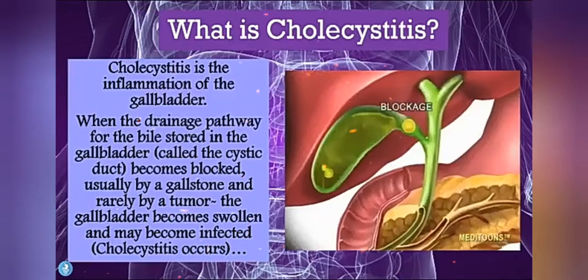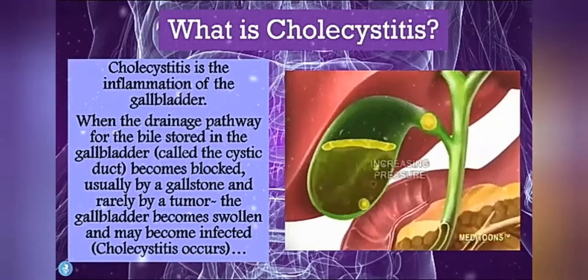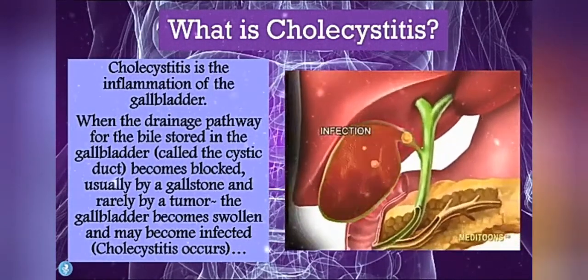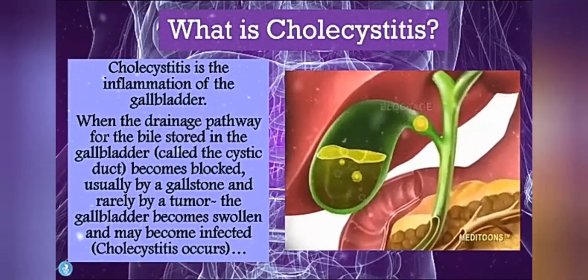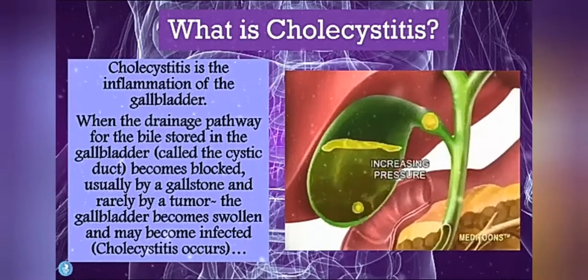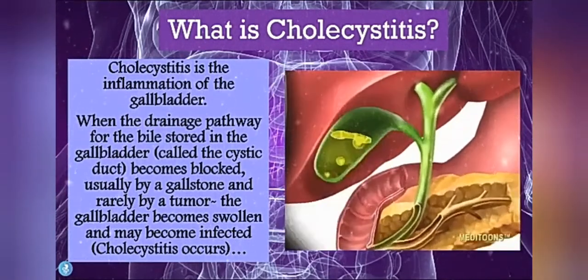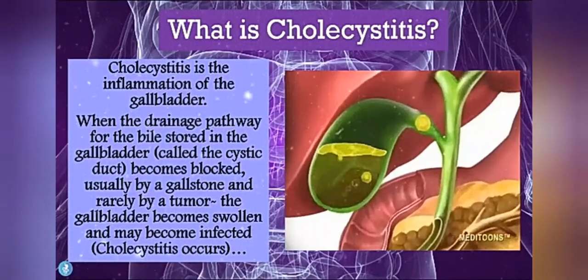Now let's talk about what is cholecystitis. As we mentioned before, cholecystitis is the inflammation of the gallbladder. When the drainage pathway for the bile stored in the gallbladder, called the cystic duct, becomes blocked, usually by a gallstone and sometimes in rare cases by a tumor, the gallbladder becomes swollen and may become infected. And this is when cholecystitis occurs.